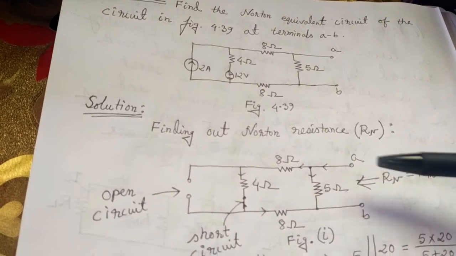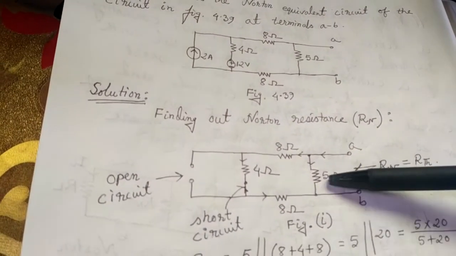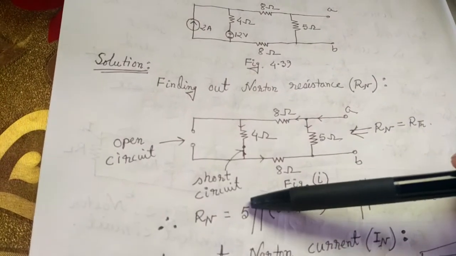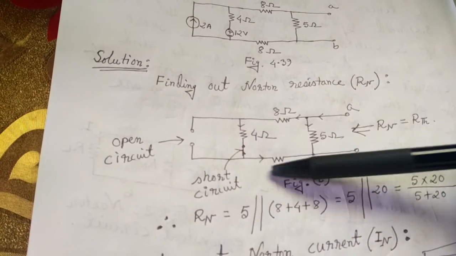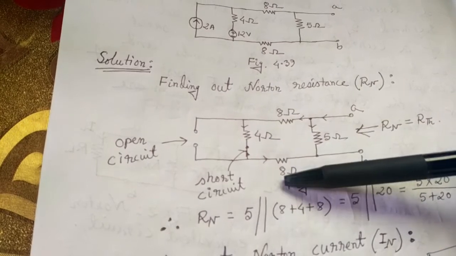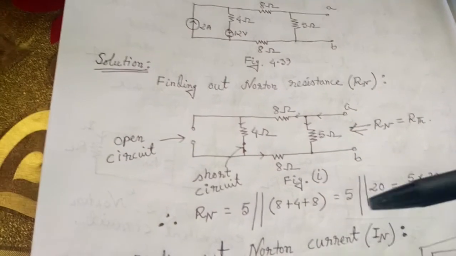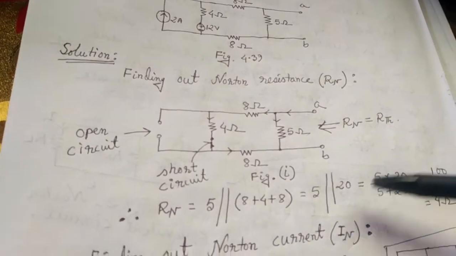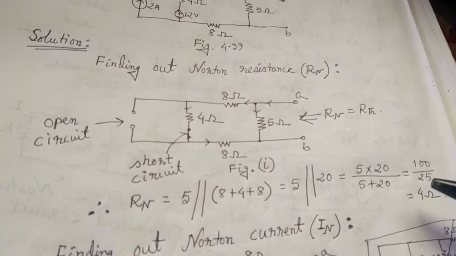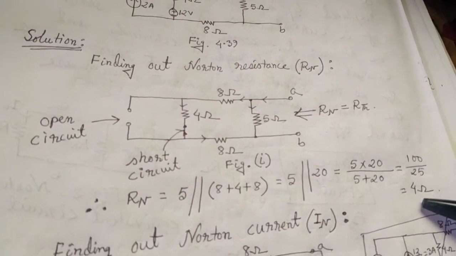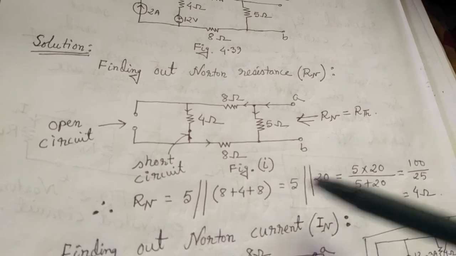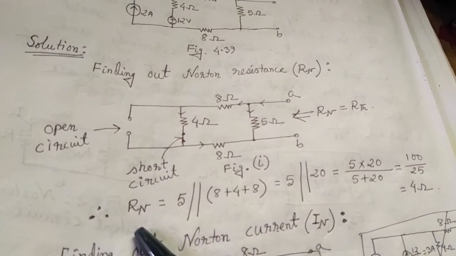So ultimately we are getting RN equals 5 parallel with this total of 8 plus 4 plus 8. After calculation we are getting the value 4 ohm. So 4 ohm is our Norton resistance.